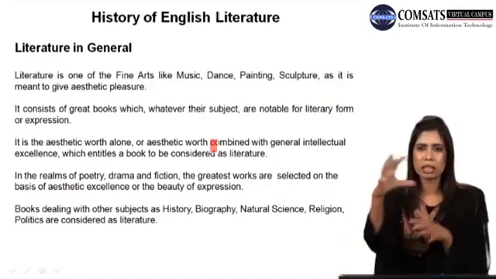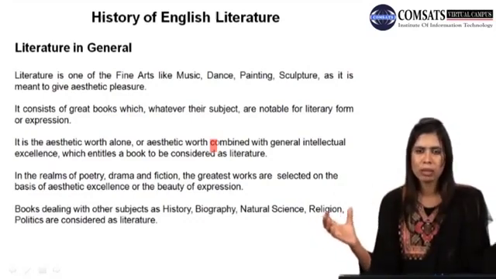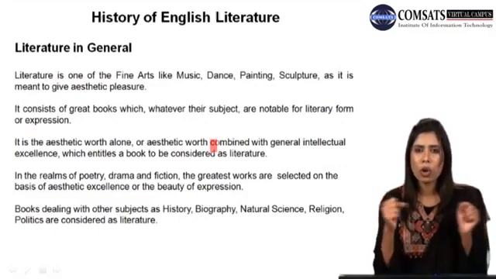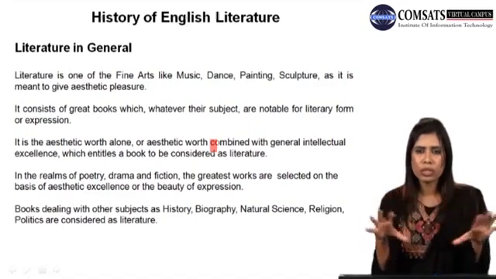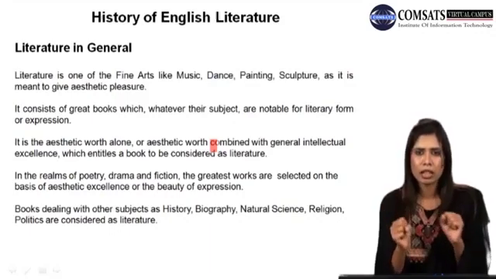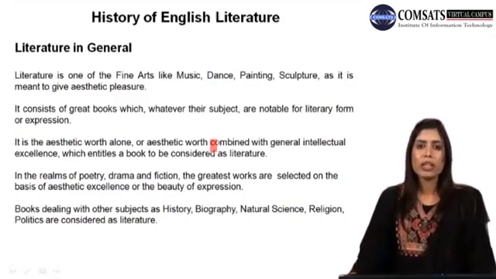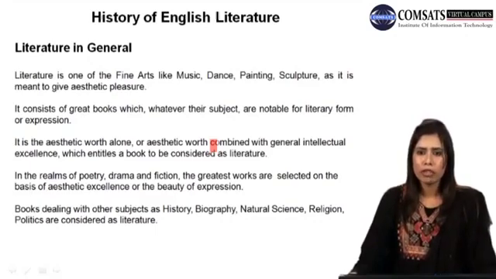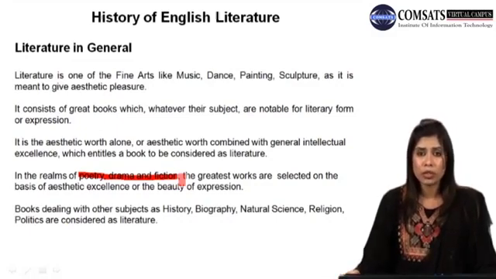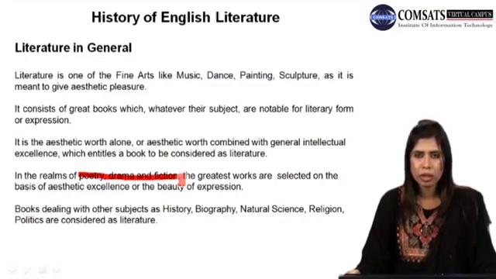So here that pleasure is combined, that can be alone, but usually that is combined with the intellectual excellence, like the art of writing something. So these things are very important in order to make literature giving aesthetic pleasure. In the realm of poetry, drama and fiction, students, you can see that we have three things. One thing is poetry. These are the different genres in the study of literature as well. One thing is poetry, the other one is drama, and then fiction.